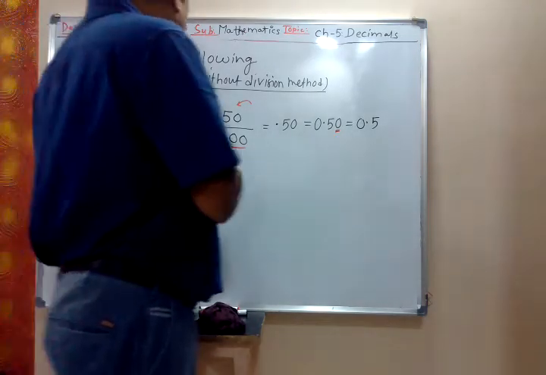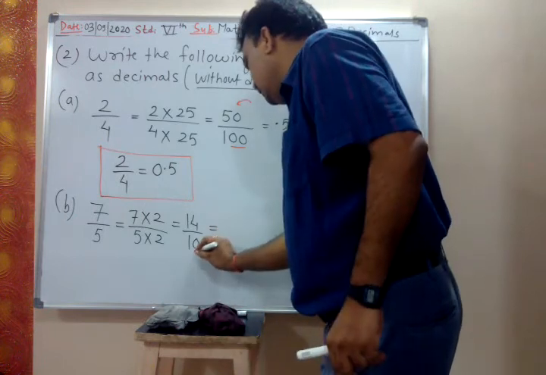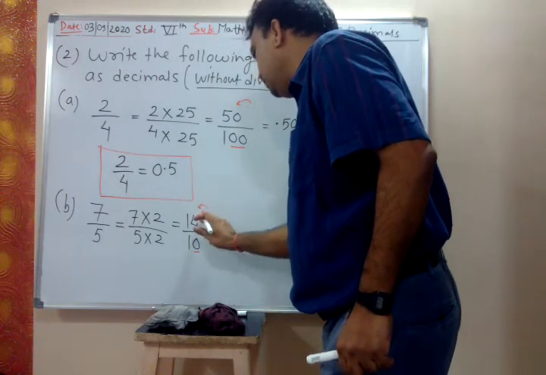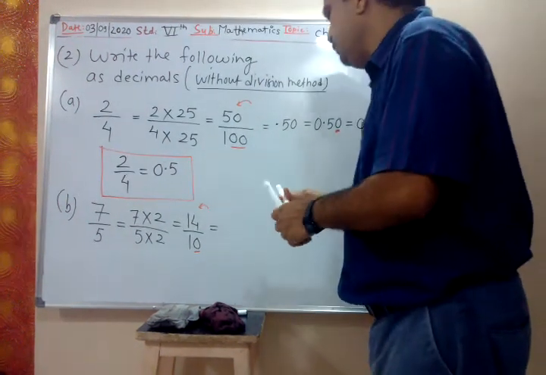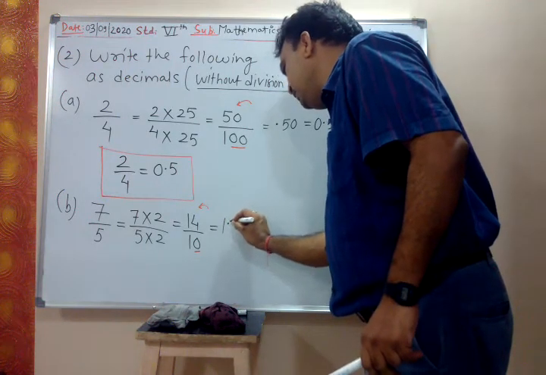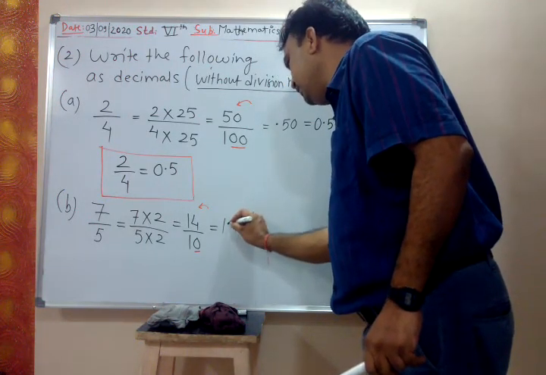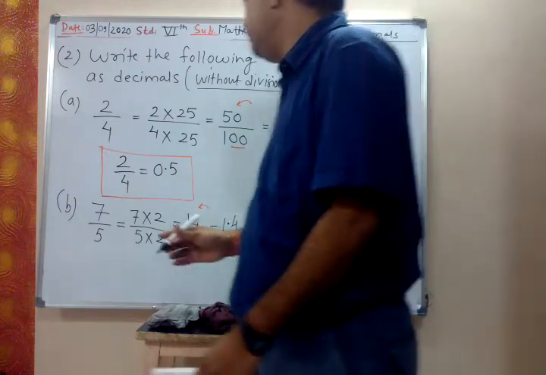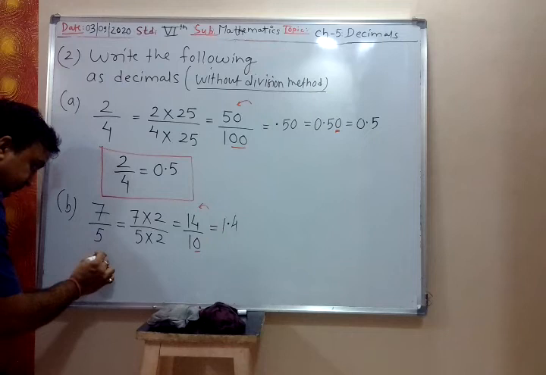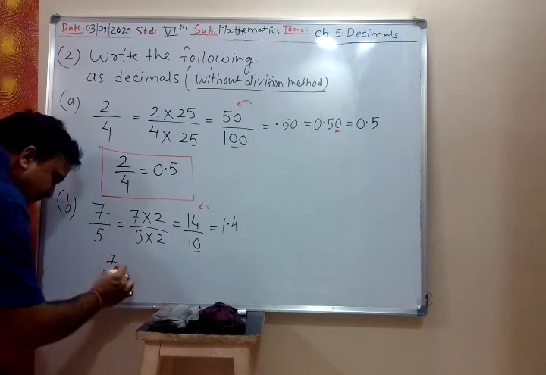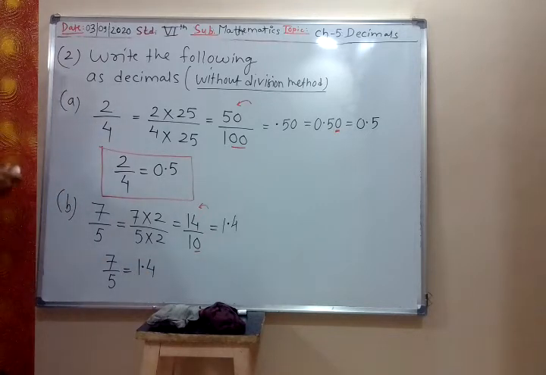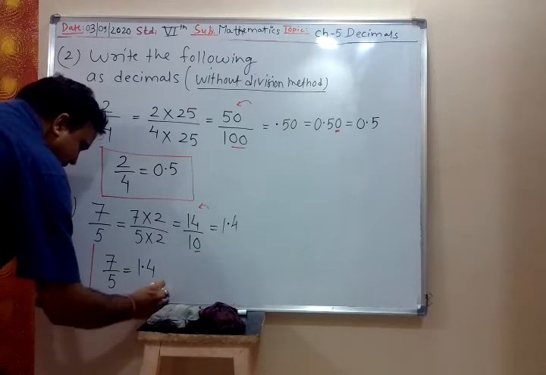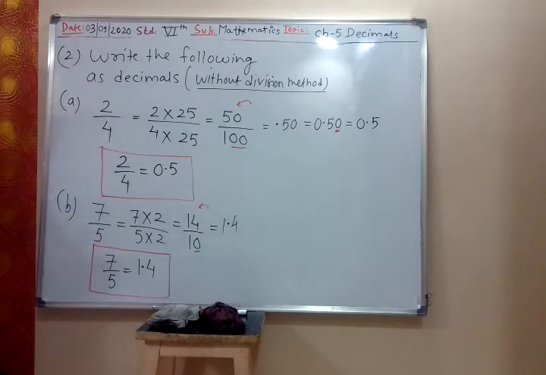In the denominator, how many zeros are there? 1 zero. So now I will start from the right and put the decimal point after 1 digit. So 4, put the point. That is 1.4. So 7 upon 5 is the same as 1.4. In this way we have converted them into decimals.